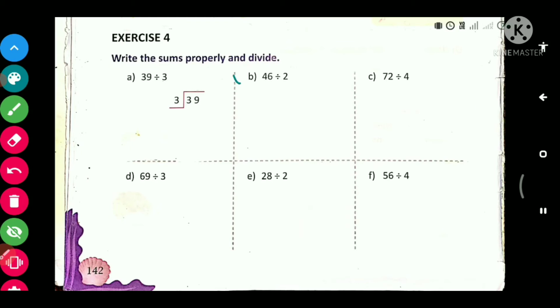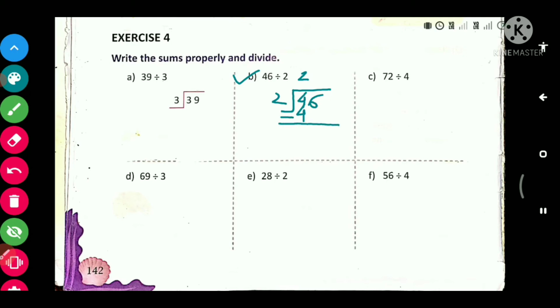Now see the B part. 46 is there, and we have to divide 46 by 2. See the tens place. 4 is there, which is greater than 2, the divisor. So we'll see only 4, we will not take 46. Now we'll see the multiplication table of 2. 2 ones are 2, 2 twos are 4. So we'll write 2 here and 4 here.